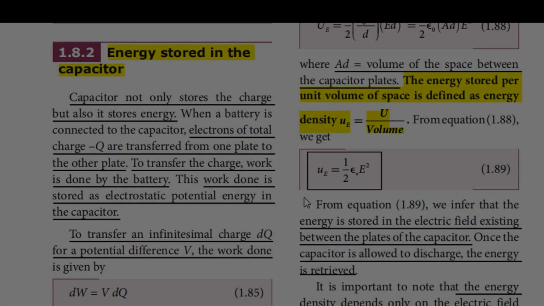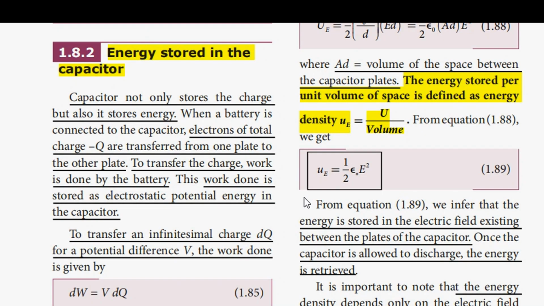Now we will study about energy stored in a capacitor. A capacitor not only stores the charge but also it stores some energy. When a battery is connected to the capacitor, electrons of total charge minus Q are transferred from one plate to the other plate. To transfer the charge, work is done by the battery. This work done is known as electrostatic potential energy in the capacitor.